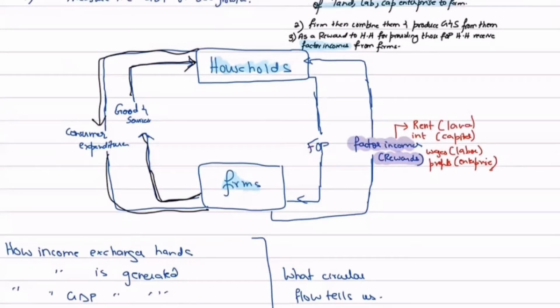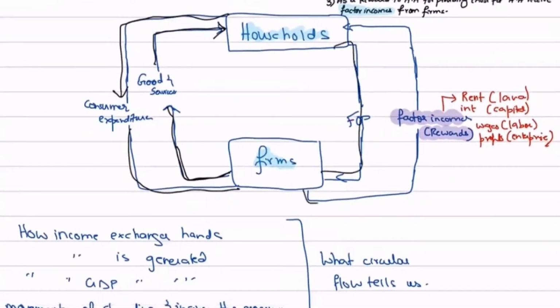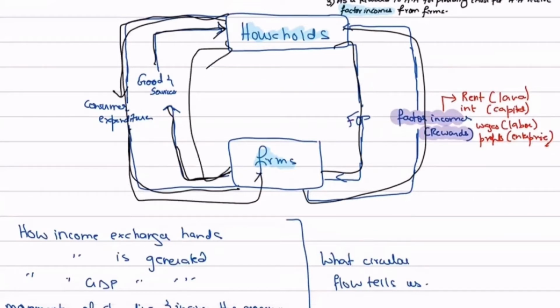So basically what we are saying is that households have given factors of production to firms, and firms have given all the factor income to them. All this factor income is used in buying the goods and services that firms have provided to households. So the income is moving from the firms to households and then households to the firms. So income is moving in a circular direction. It's a circular movement that is taking place.